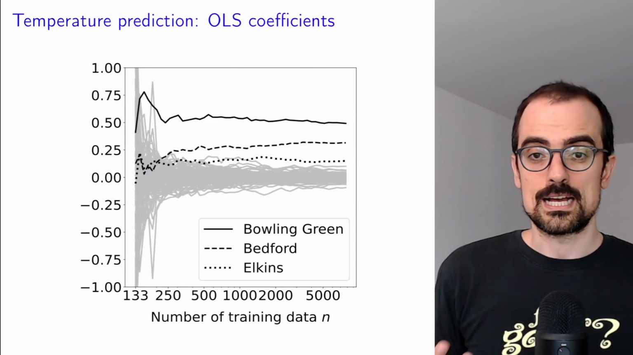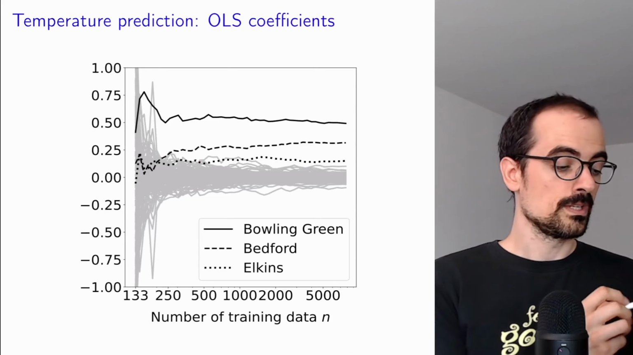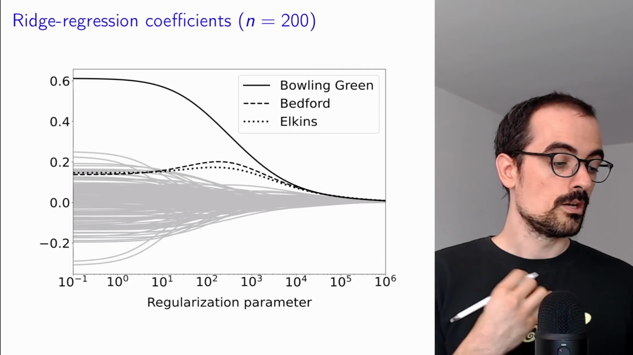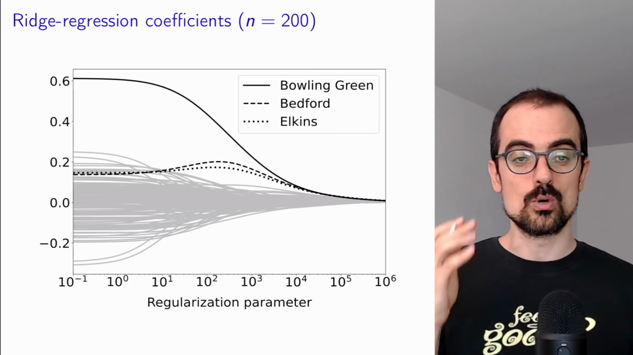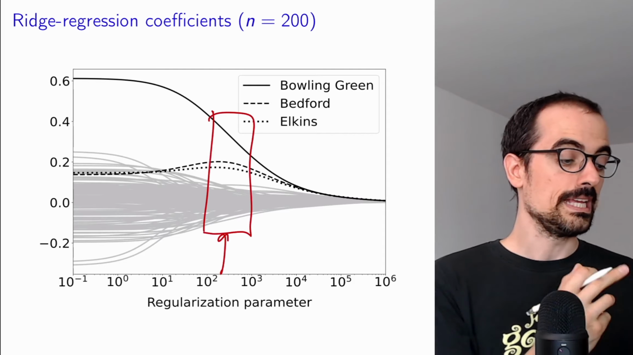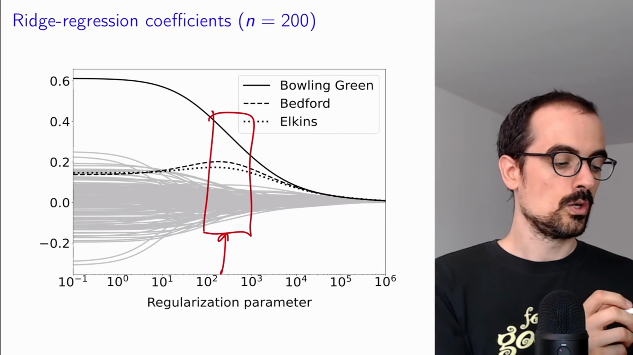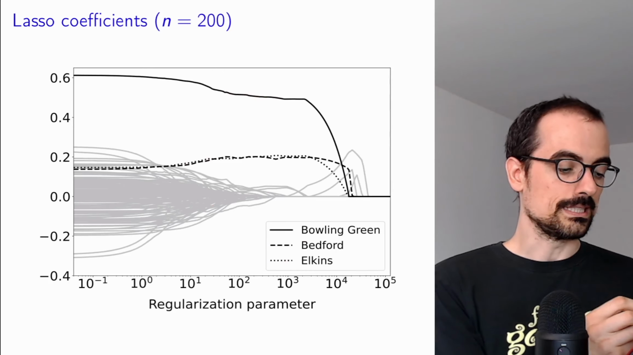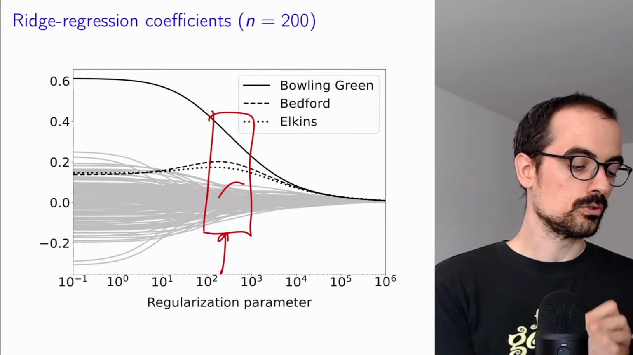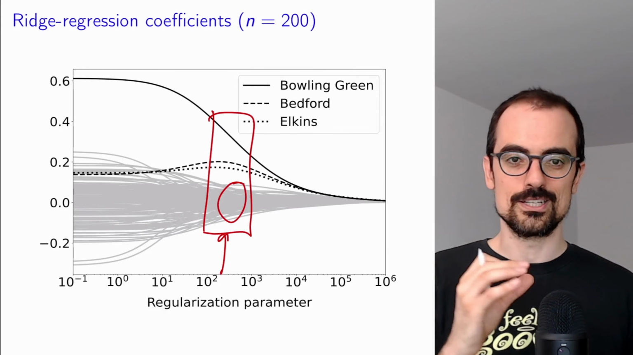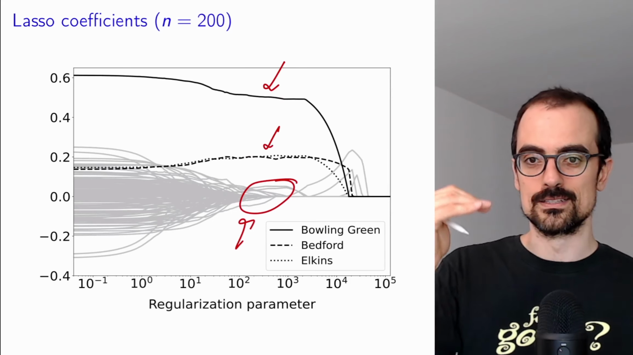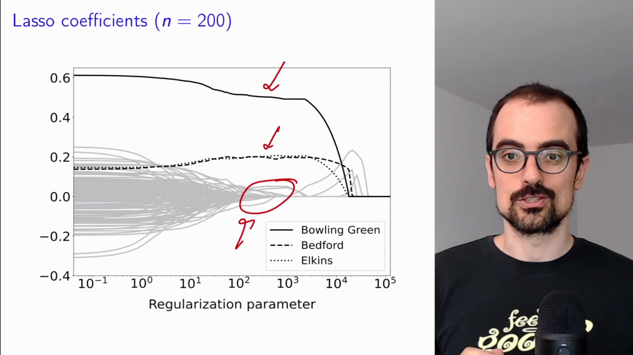Now let's take a look at what happens for the temperature prediction problem, and we're specifically interested in this regime where we don't have a lot of training data. Remember that here for ridge regression, if we had 200 training data points, then there was this sweet spot where we got a better estimate. If we apply the lasso instead, we also get a better estimate there, and a lot of the coefficients are set to 0, in contrast to ridge regression, where they're small but definitely not 0. As a result, the geographically meaningful coefficients are more prominent, which in our case makes a lot of sense.